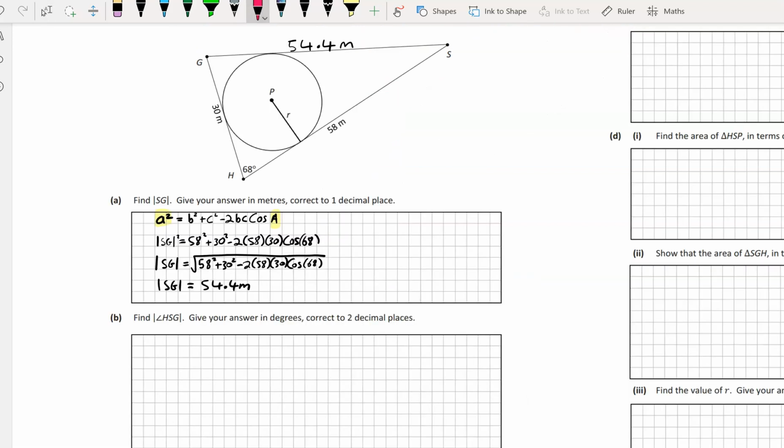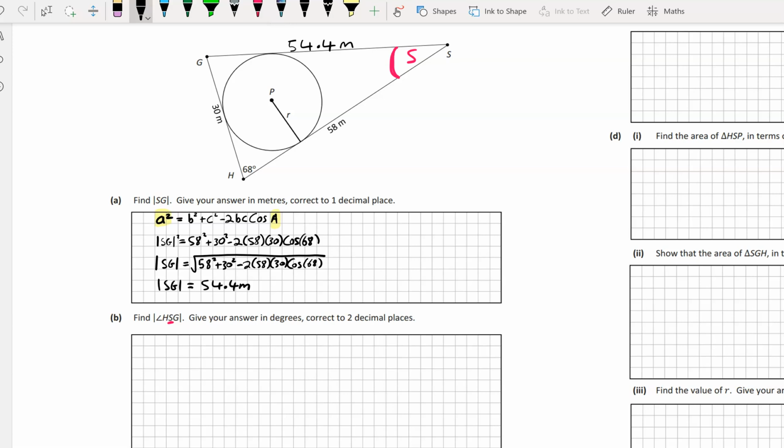Part B, find the angle HSG. S is the center letter here, so it's this angle up here that they're looking for. It's a non-right angle triangle, so sine or cosine rule. You can use both here. I'm going to use sine rule just because. I'm just going to call the angle up here the angle S.